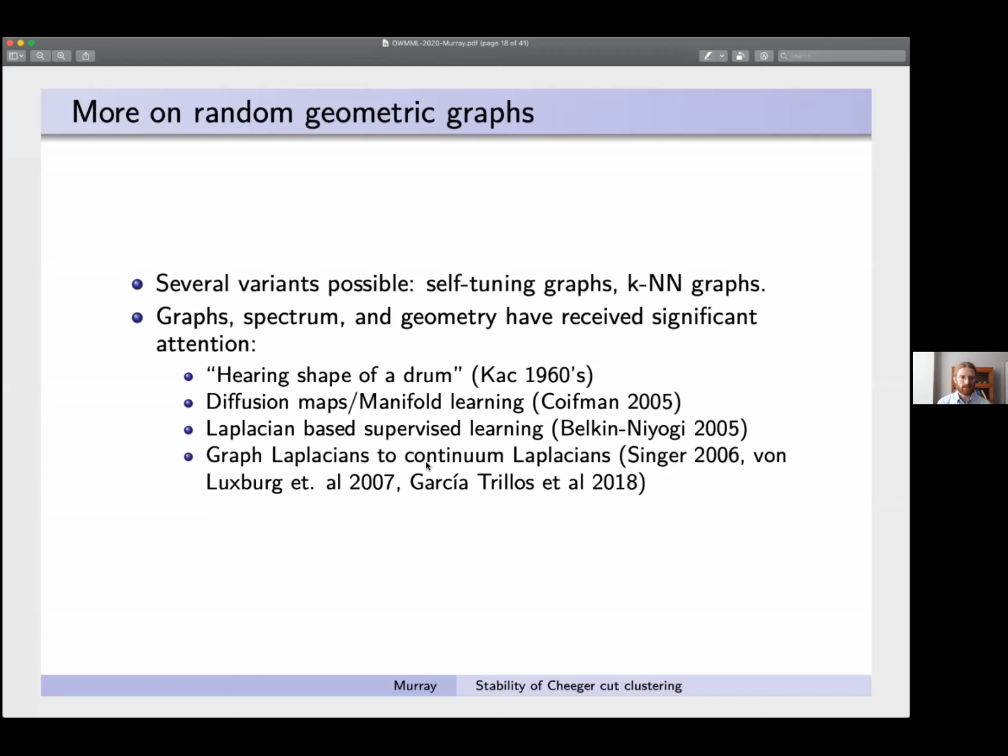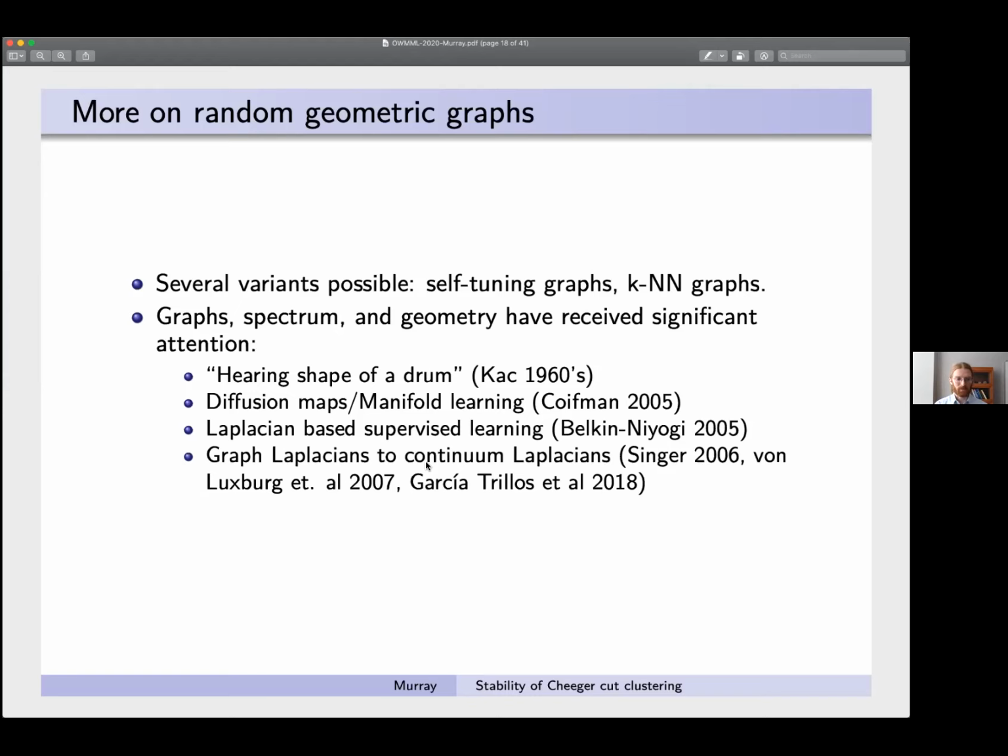These types of graphs have received a lot of attention under the name manifold learning. In particular, they've been used to understand the geometry underlying data by studying the graph Laplacian, its spectrum and its eigenvectors, and then trying to use that to find some way of representing the underlying geometry of omega. And this connects to all sorts of different works. There's this work from the 1960s that I like to reference.